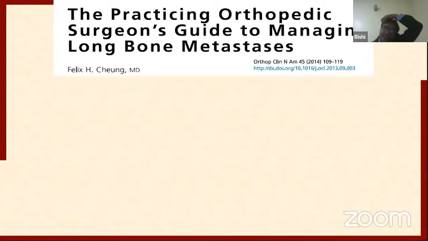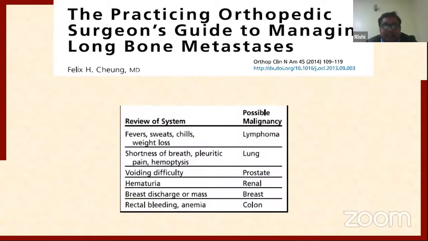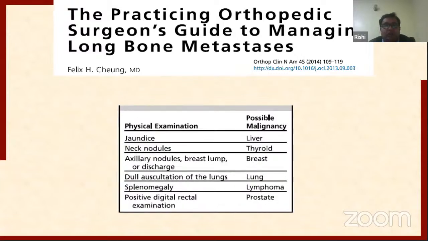Now, coming to an elderly patient, when you suspect metastasis, as already discussed, we need to review the symptoms: fever, sweats, chills, weight loss. They are more common with lymphoma. Shortness of breath, hemoptysis, chest pain, you have to consider lung metastasis from lung. Breathing difficulty, hematuria, you have to think of renal or prostate mets. Breast discharge or breast mass, you have to think of metastasis from breast. Rectal bleeding or anemia, you have to think of some malignancy from colon.